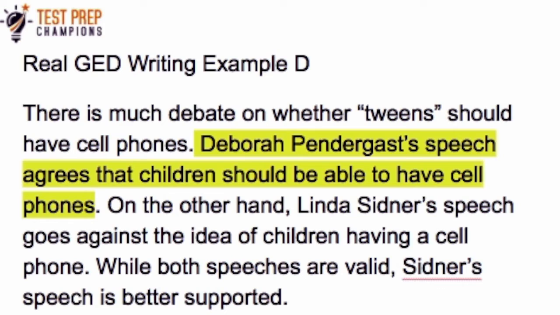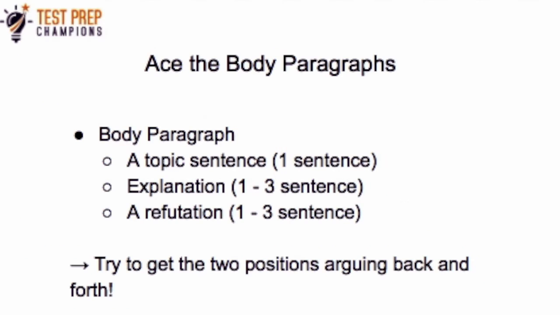One thing I want to nitpick here, though, is this sentence right here. Deborah Pendergast's speech agrees that children should be able to have cell phones. I would take out that "to be able to have cell phones." I would just say something like Deborah Pendergast's speech agrees that children should have cell phones, or that children can have cell phones, something like that, rather than saying "to be able to." All right.